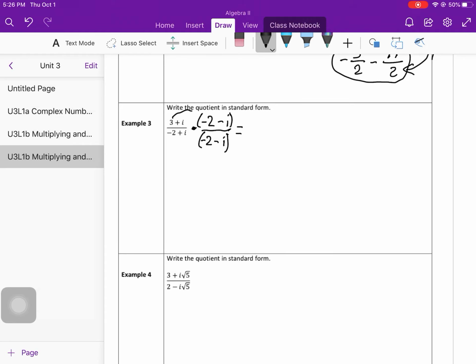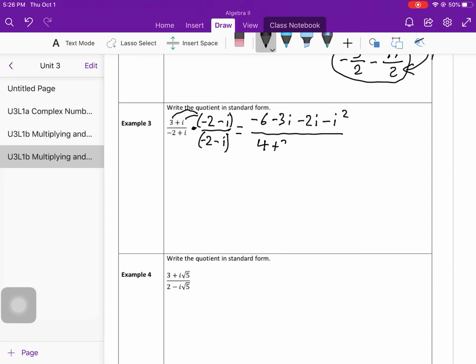Okay, so distribute. 3 times negative 2 is negative 6. 3 times negative i is minus 3i. i times negative 2 is negative 2i, and then i times negative i is minus i squared. The bottom, we get negative 2 times negative 2, which is positive 4.